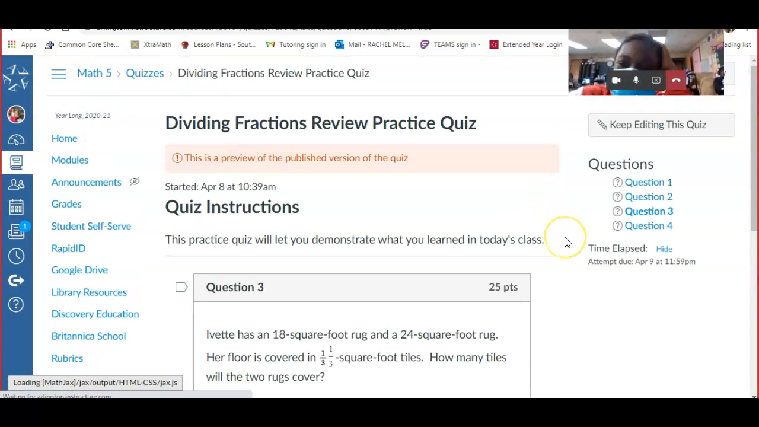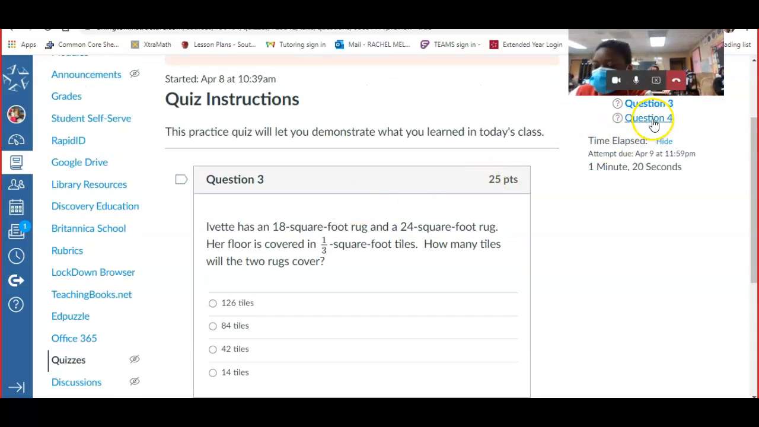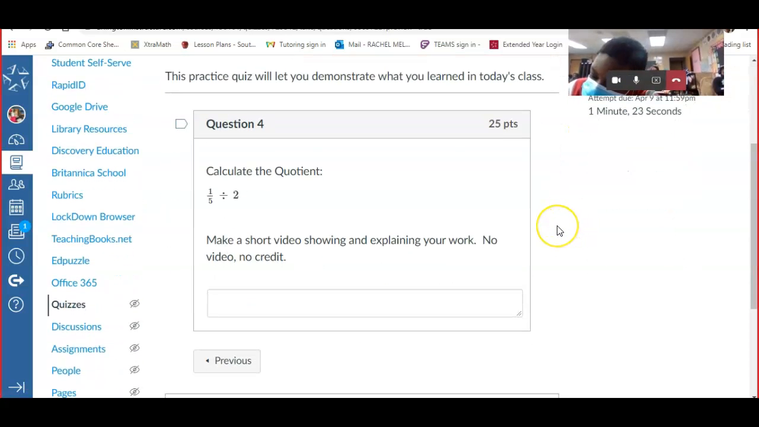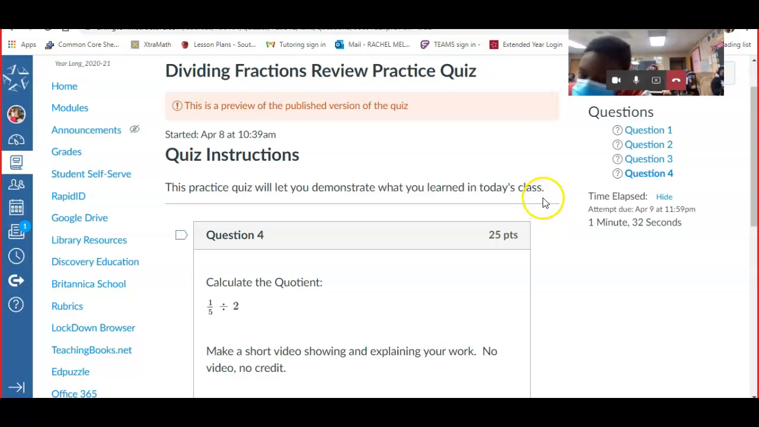Question 3 is a multiple choice. So look at it. It says Yvette has an 18 square foot rug and a 24 square foot rug. Her floor is covered in 1/3 square foot tiles. So how many tiles will the 2 rugs cover? That's a 2-step problem. So first you add 18 and 24, and then you divide by 1/3. All right, and then on the last one, you're going to calculate and then make a short video explaining your work. Okay? Any questions on that?